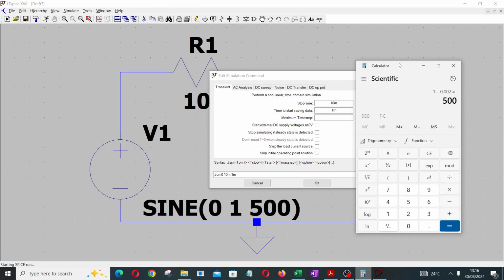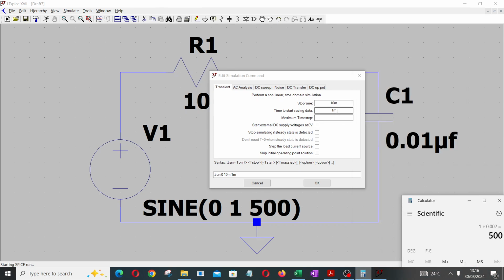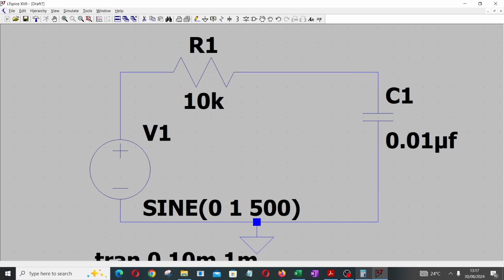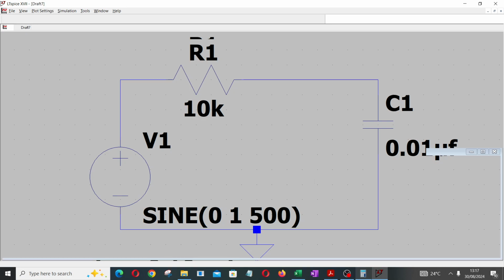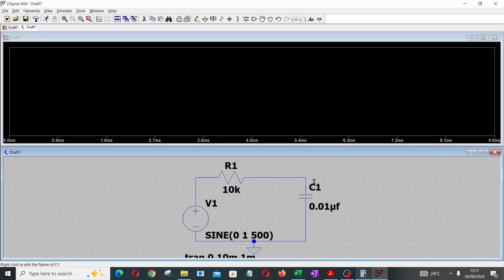So that's the period. And we want it to start saving before that one complete cycle. That was why I set the time to start saving data to be 1 millisecond. Stop time after 10 milliseconds, you should stop. By that, you have gotten enough data to visualize. So when you have done that, you click on OK. When you have clicked on OK, you now want to measure the voltage.